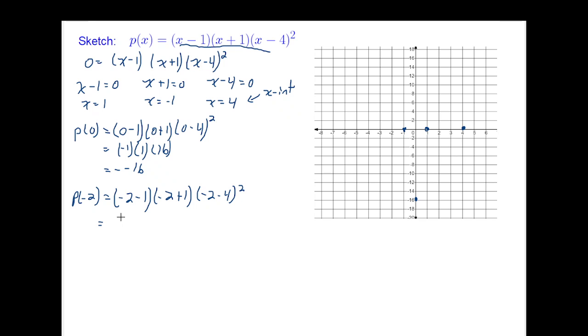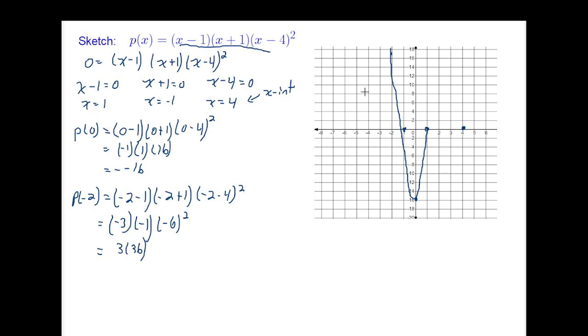And away we go. So -2 take away 1 is -3. -2 plus 1 will be -1. And here we'll have -6 squared. Now, the actual value here isn't that important to us. What's most important is the sign of this function. And so we know that we're going to get 3 times 36. That's a fairly big positive number, which means that our function is going to be somewhere way up here, and which means it's going to have to come down like this through our y-intercept and come back up here.